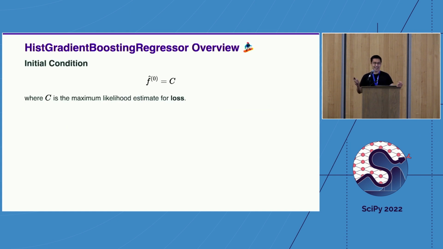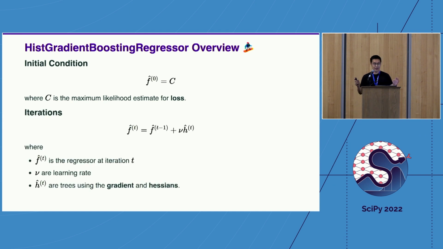So HistGradientBoostingRegressor is an iterative algorithm. The trees are built in an iterative fashion where each iteration depends on the step before. So it is very natural to define this recursively. The initial condition is a constant. The constant is the maximum likelihood of your loss. For Poisson loss, that is the mean.